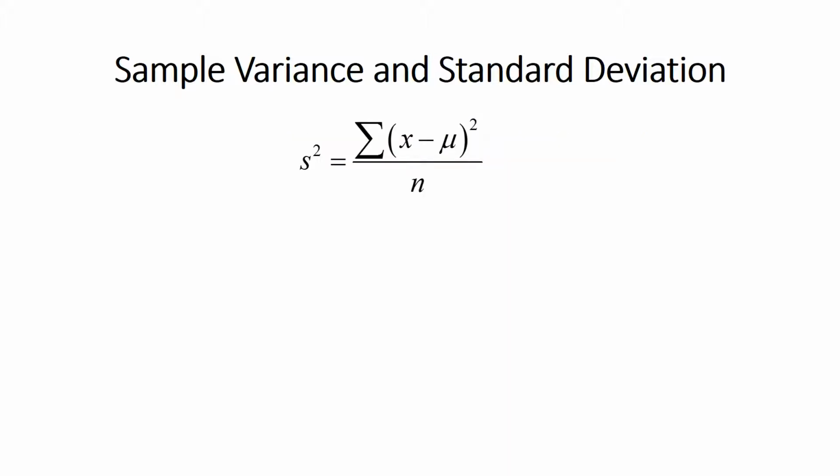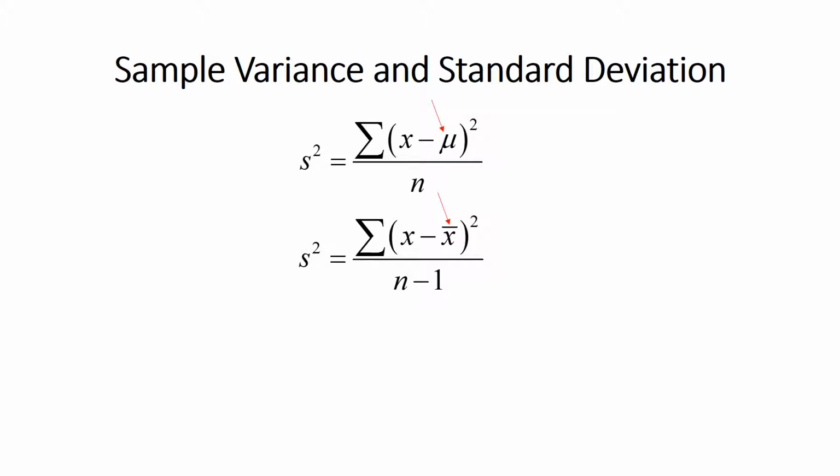Ideally, we would use this formula to find the sample variance, but there's a problem with this formula. It includes mu, which is the population mean, and we never actually know this value. In order to calculate the population mean, we would need all the data in the population. If we had all this data, we could simply calculate the population variance and standard deviation. We would not have to estimate them using the sample. The solution is to use the sample mean as an estimate of the population mean.